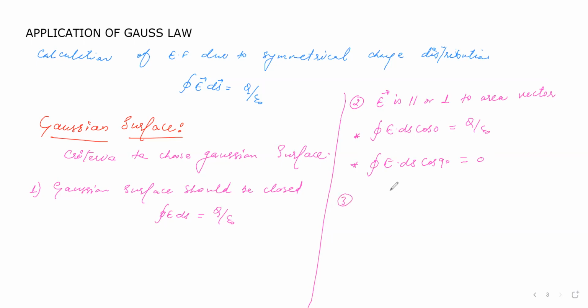The third point is that the electric field should be uniform throughout the Gaussian surface. If it is uniform, then you can take E as a constant term outside of your integral. Then the formula will be E integration of ds is equal to Q over epsilon naught.